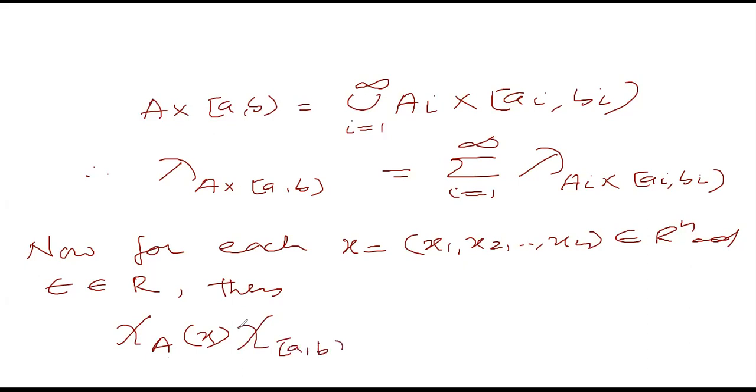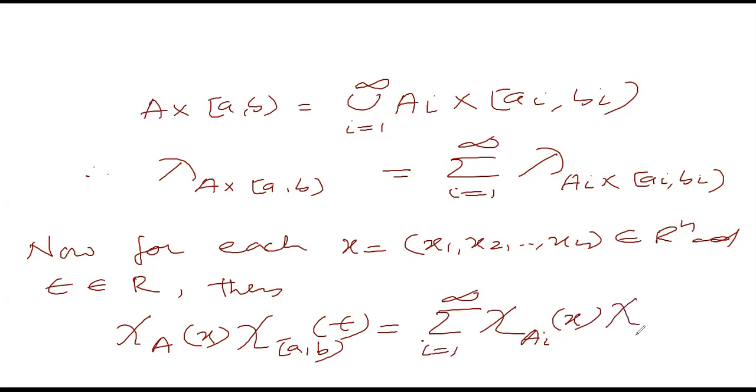AB is a subset of what? It's a subset of R. So this is the characteristic function of the subset of R, and t is a point of R. We need to show that this is equal to the summation i runs from 1 to infinity of chi ai of x, where ai is a subset of Rn, into the characteristic function of ai bi of t. So we need to establish this one. Okay, name it, say, double star.